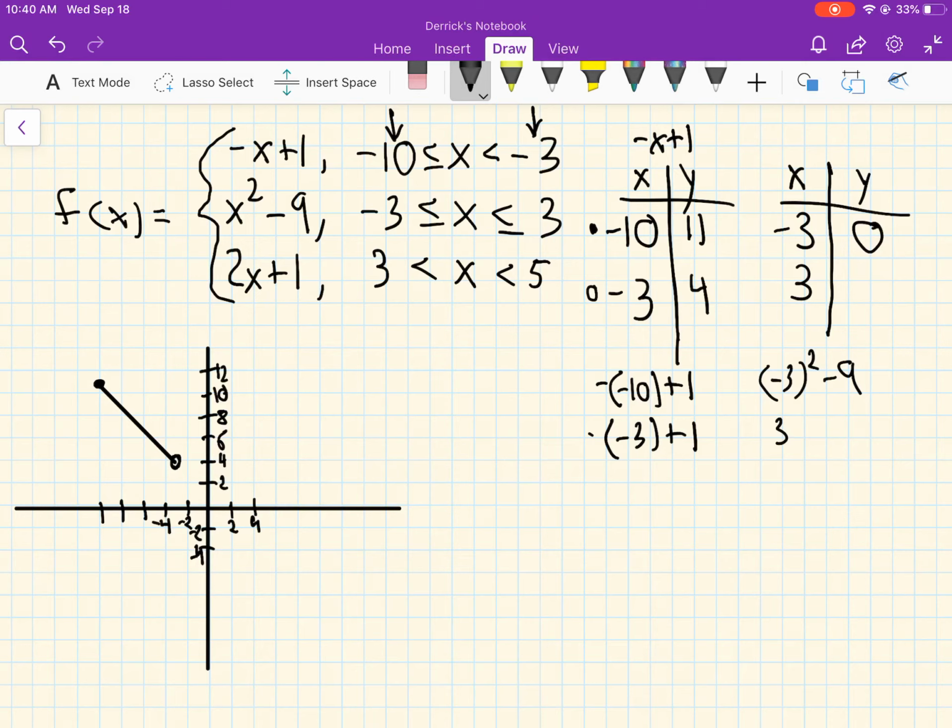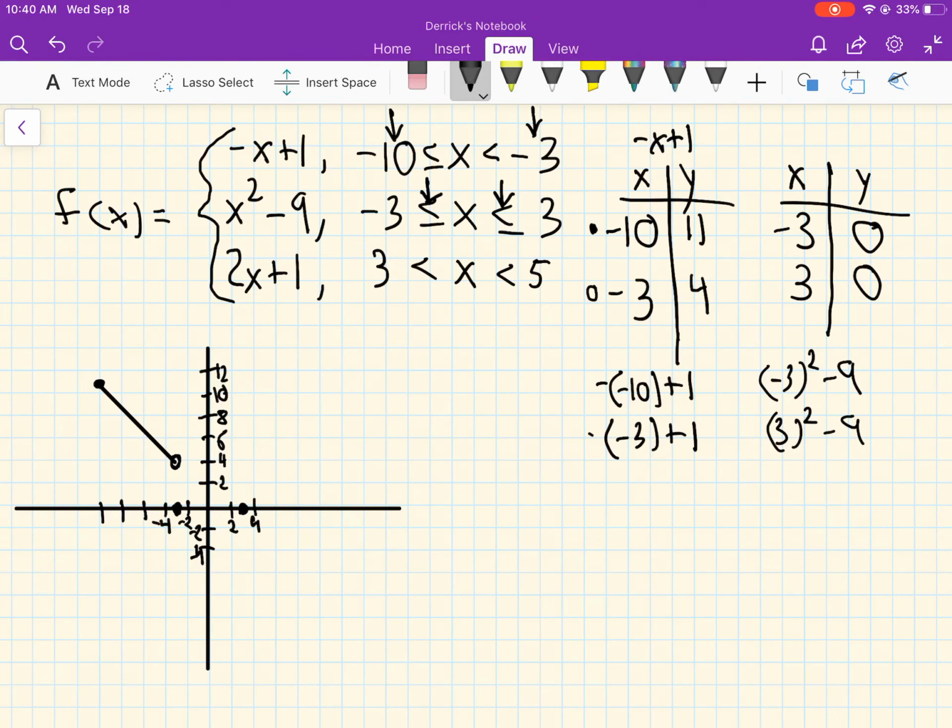If I do it for 3, 3 squared is 9, minus 9, again would give me 0. Now notice both of these inequalities had a less than or equal to with them. So that means both of those points are going to be closed. Negative 3, 0, closed dot. Positive 3, 0, closed dot.